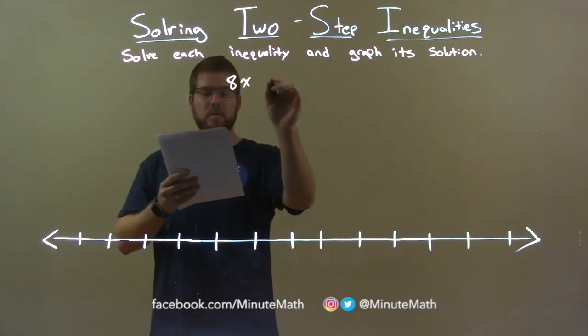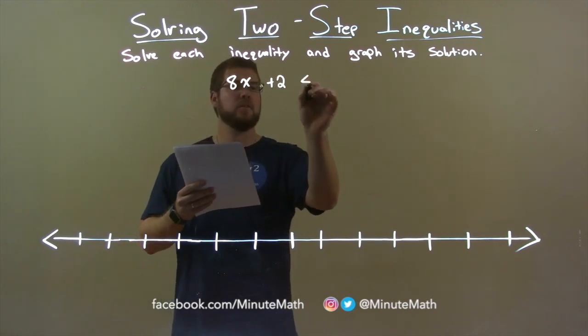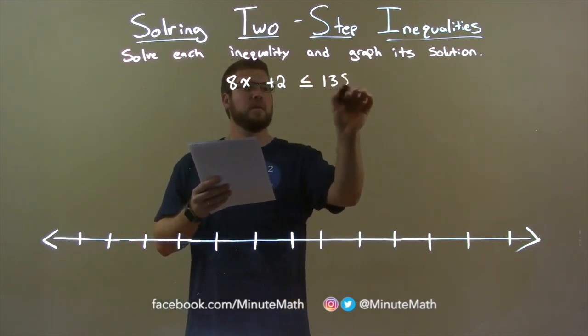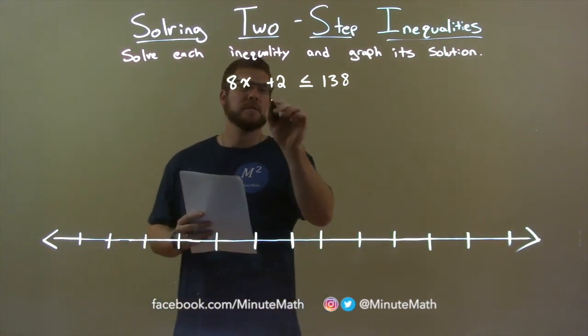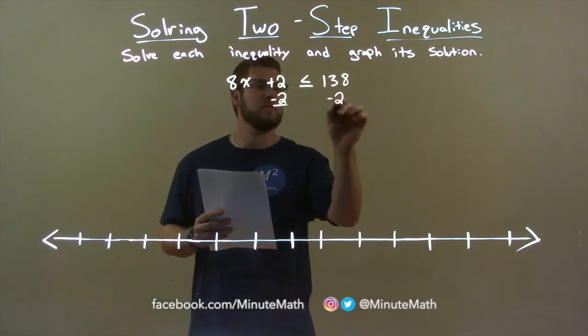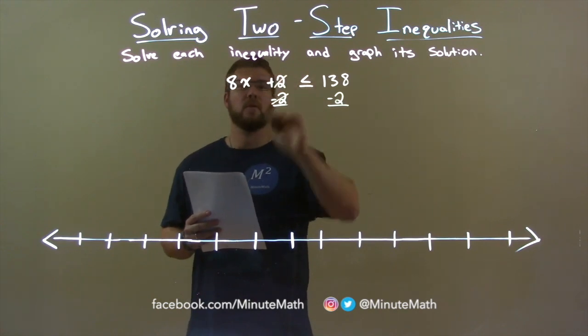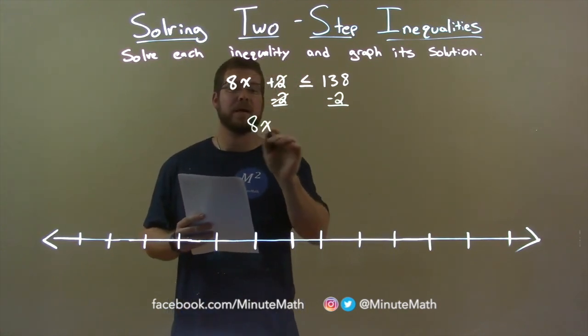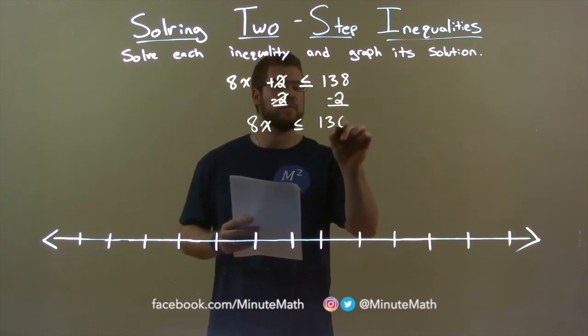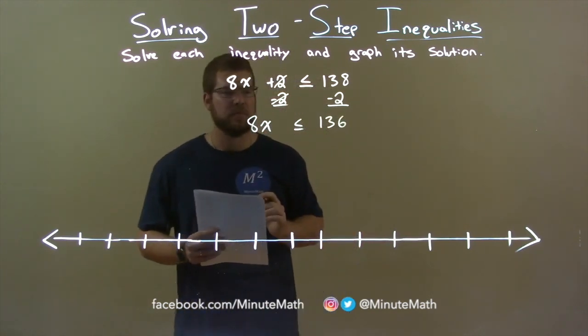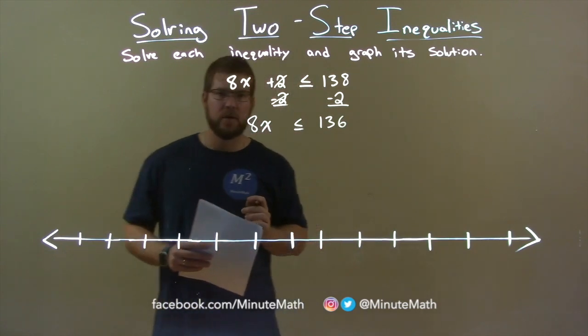8x plus 2 is less than or equal to 138. Well, what I want to do here is, first thing, subtract a 2 from both sides. The 2's cancel on the left, giving me 8x by itself. On the right, 138 minus 2 is 136. So now we have 8 times x is less than or equal to 136.